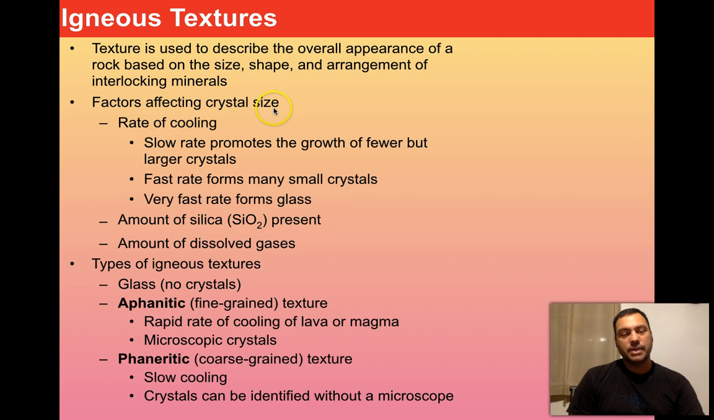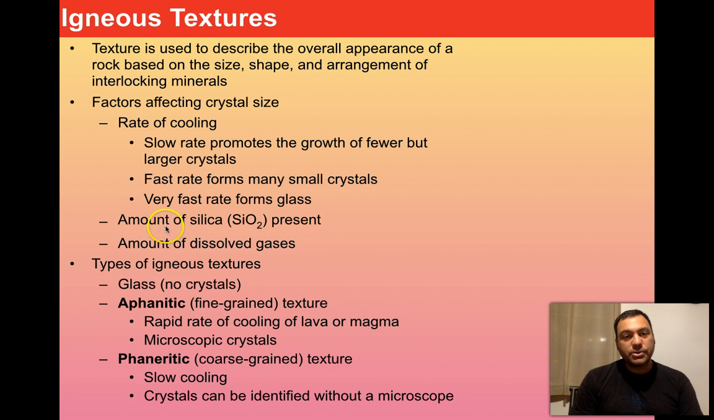Factors affecting crystal size. This is where I want you to really pay attention. One, the rate of cooling. A slow rate promotes the growth of fewer but larger crystals. This is what's really important: if it's a slow rate of cooling, you're going to get larger crystals. A fast rate forms many small crystals. And of course, a very fast rate forms glass. You can actually make a magma cool so rapidly that it can't even form crystals.